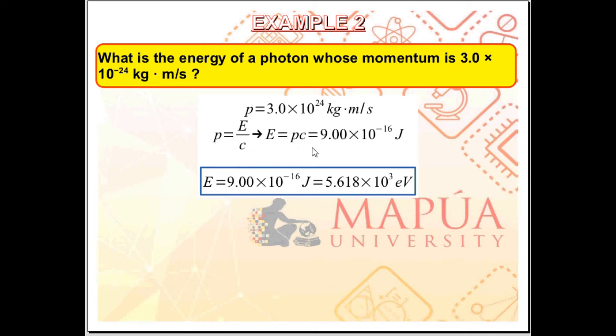Isolating E, E is equal to pc, knowing p is 3 times 10 to the negative 24 power, rather, this should be negative 24 kilogram meters per second. pc will give you 9 times 10 to the negative 16 joules. E is equal to 9 times 10 to the negative 16 joules, or 5.618 times 10 to the third power electron volts. So again, slight correction. This should be times 10 to the negative 24.